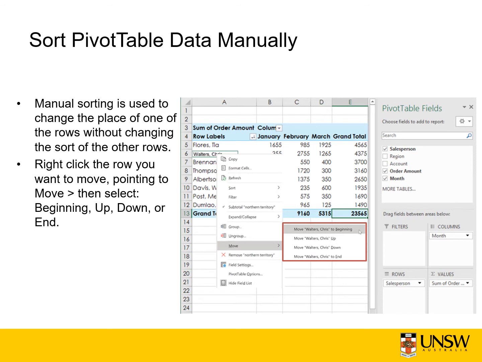Another way for sorting your data is using the manual sorting feature. With the use of this feature, you can change the place of one of the rows without changing the sort of the other rows. For example, we can sort the rows ascending, then move one of the rows up or down. To do this, right-click on the row that you want to move, point to Move, then use one of the options such as Beginning, Up, Down, or End.